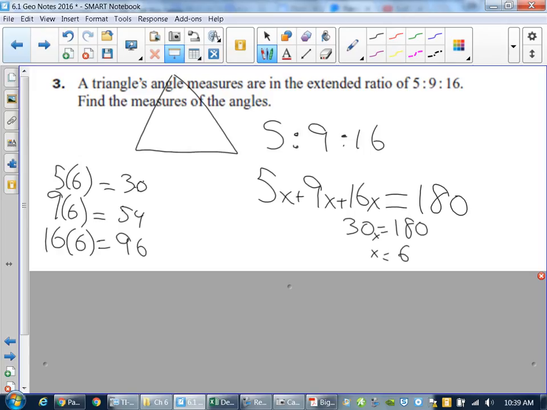Do you know the hand trick for multiplying by 9? You put this one down, and 9 times 6: 1, 2, 3, 4, 5, 6. So here's 54.